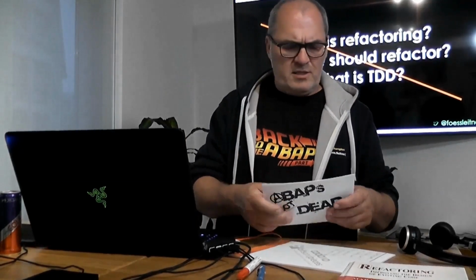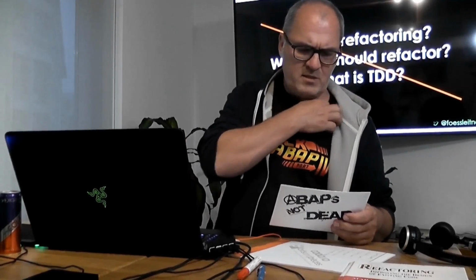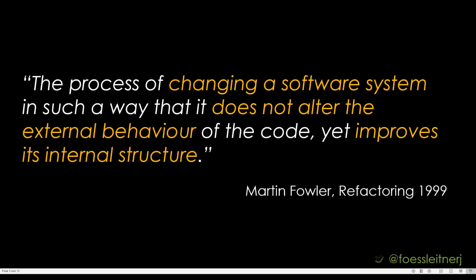As I said, in this session there's no theory. This is not completely right. There is just a little bit. There's one important refactoring rule which I want to show you. It's the refactoring rule described by Martin Fowler. Martin says, refactoring is the process of changing a software system in such a way that it does not alter the external behavior of the code, yet improves its internal structure.